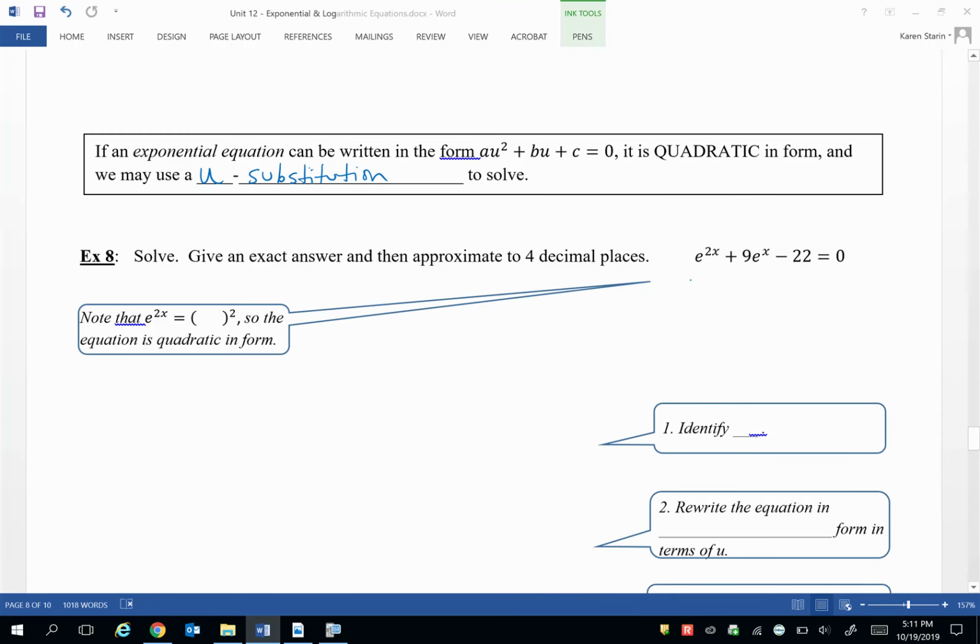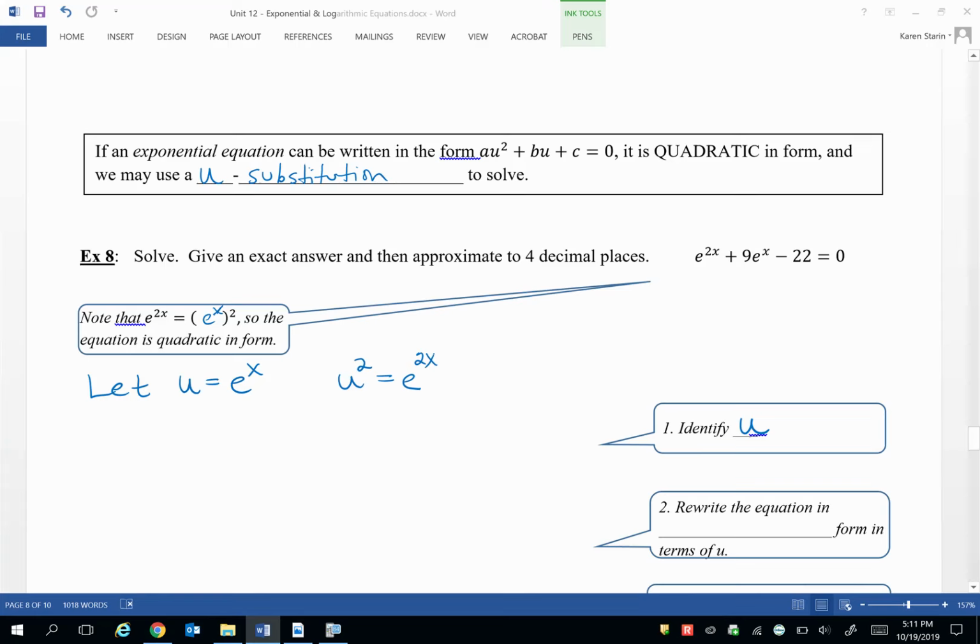Example 8, e to the 2x plus 9e to the x minus 22 equals 0. Let's solve that. So first note, to solve, e to the 2x is just e to the x squared. So we do have an equation that is quadratic in form. We first have to identify what is u. That's going to be our substitution statement. So let u equal e to the x, and therefore, u squared equals e to the 2x.